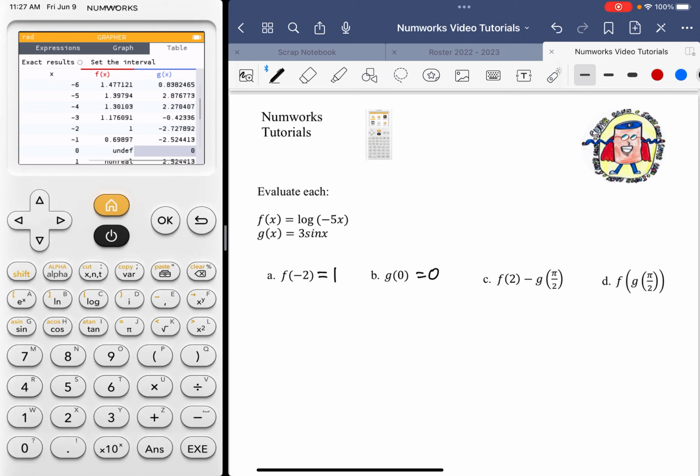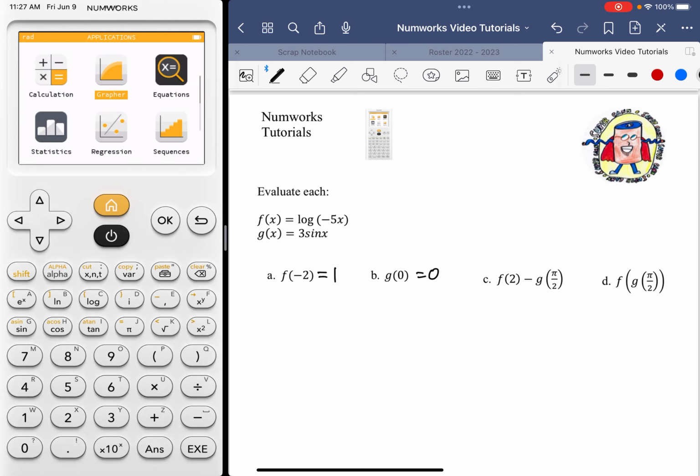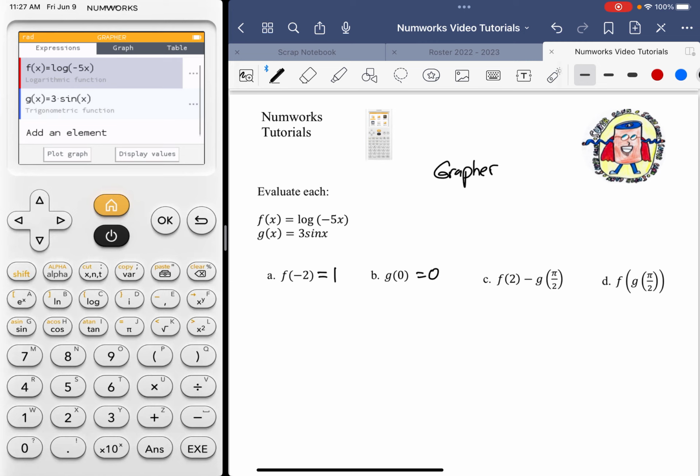So again, before I get onto the other ones, I'll just kind of recap here and go to Grapher. Grapher, type in equations.